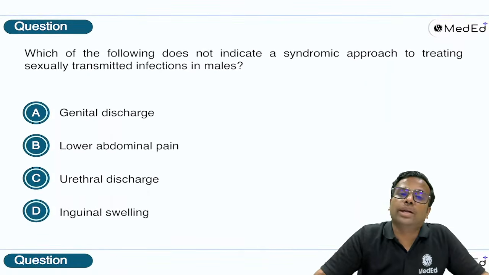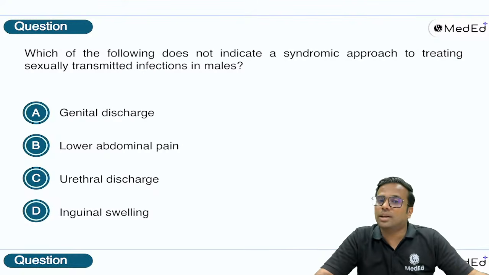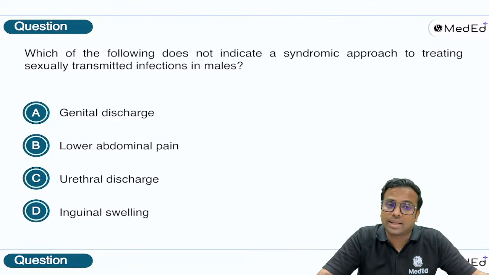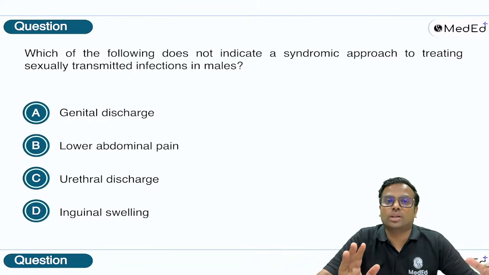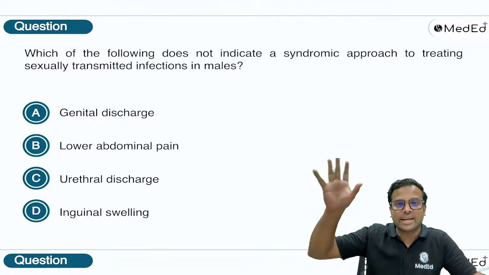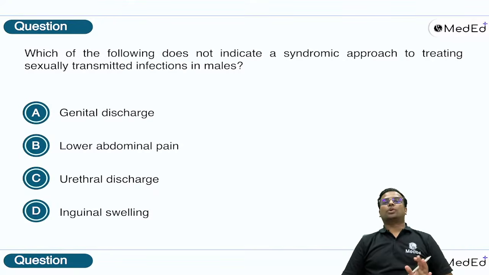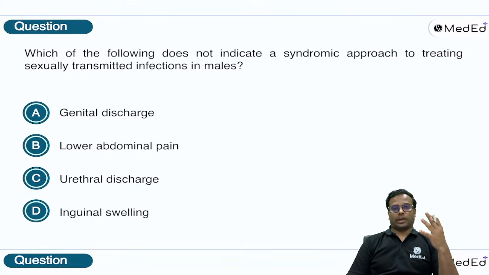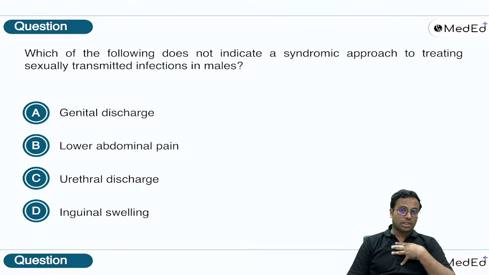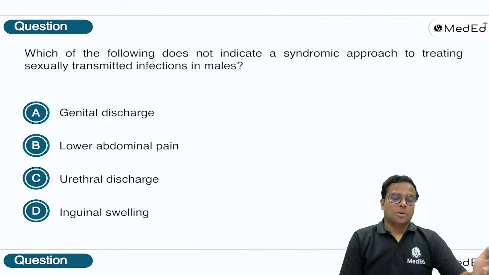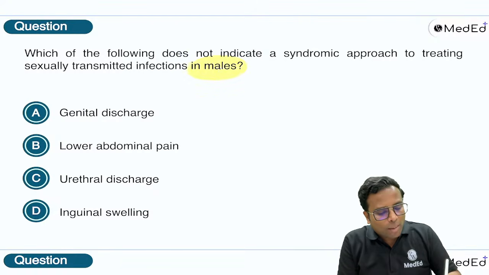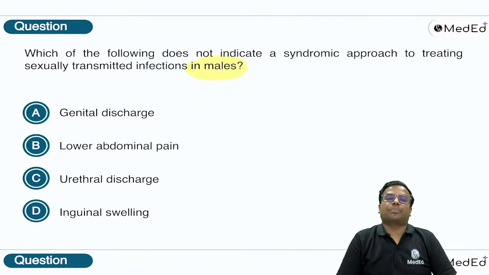Which of the following does not indicate a syndromic approach to treating sexually transmitted infections in males? So we know that you must have learned about the color coded kits, right? The green kit, the gray kit and all. So here, it's syndromic management. Based on the symptoms of the patient, we are going to treat the patient with some color coded kits. But tell me, what is not applicable in males?